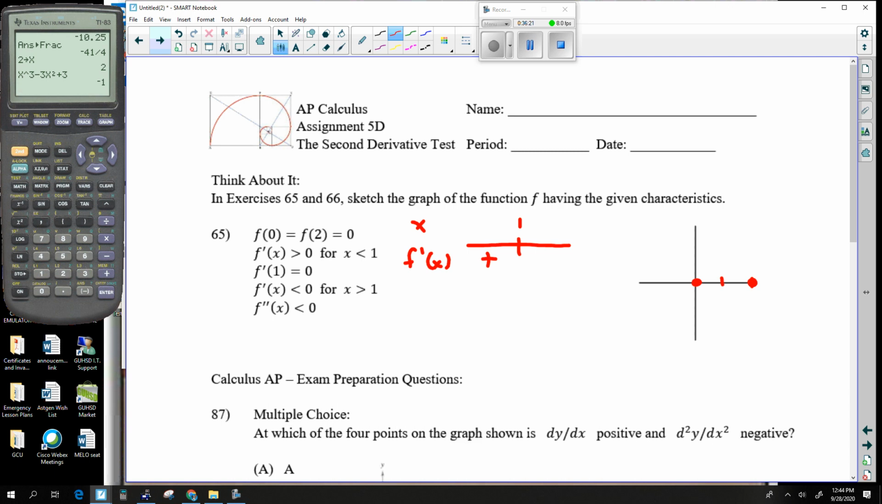Okay, so it's equal to 0 at 1, so there's most likely a max or a min. Not guaranteed, but most likely a max or a min. And then f prime is less than 0 after 1, so that would be a max. Increasing to a decreasing is a max. And then the second derivative is always negative. That means it's always concave down. All right, so this is most likely a parabola. So it's going to have a max, and it's always concave down. It goes from increasing to decreasing.